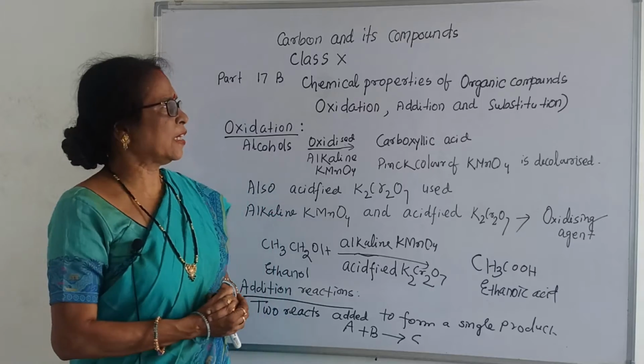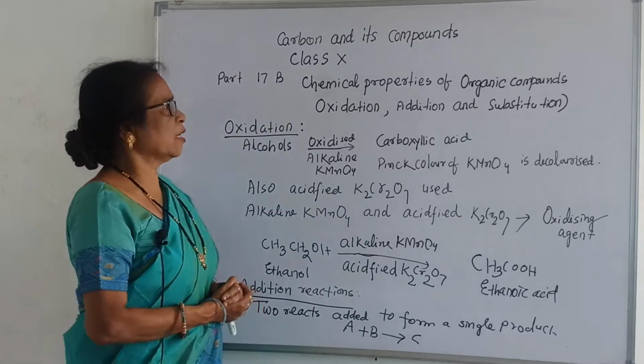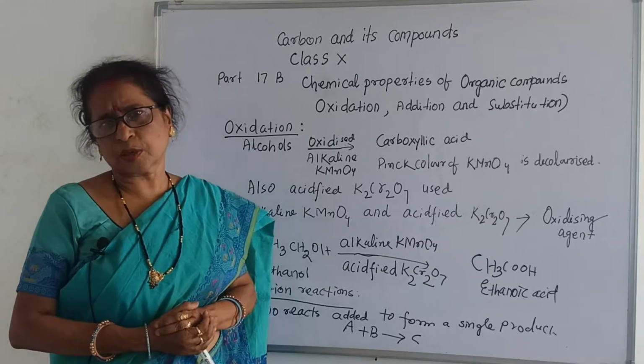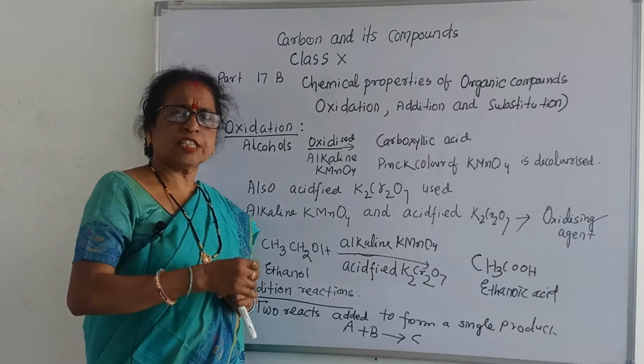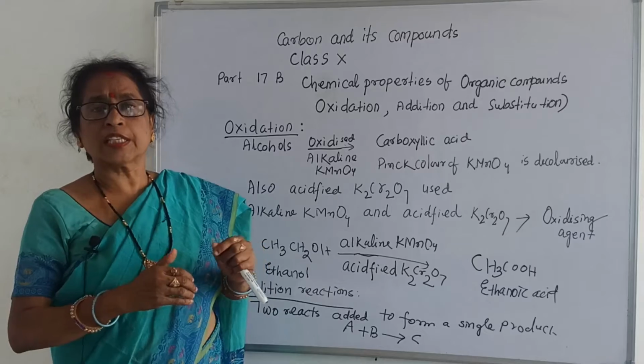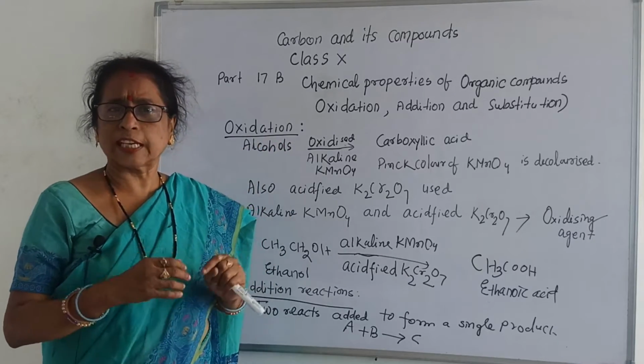Now I am going to explain the chapter carbon and its compounds, and the topic is chemical properties of organic compounds, that is oxidation, addition and substitution. Oxidation means oxygen is added. So how is oxygen added? That word is called oxidized. That means alcohols are oxidized to carboxylic acid.